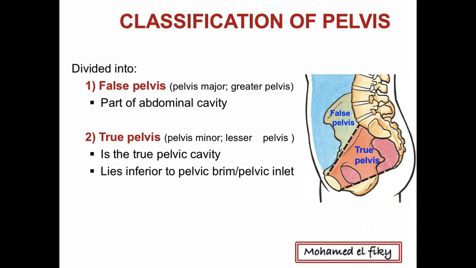Bismillah ar-Rahman ar-Rahim. Classification of the pelvis. From this diagram, the pelvis is divided into two parts: the upper part, which is called the false pelvis, the lower part, which is called true pelvis.